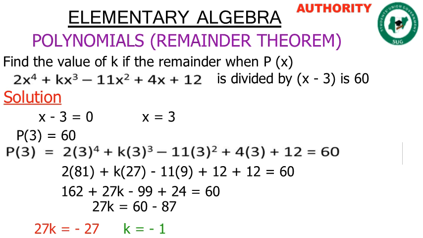Therefore, when we replace k with minus 1, the function becomes 2x raised to the power 4 minus x raised to the power 3 minus 11x raised to the power 2 plus 4x plus 12. That is the main function that was given to us.